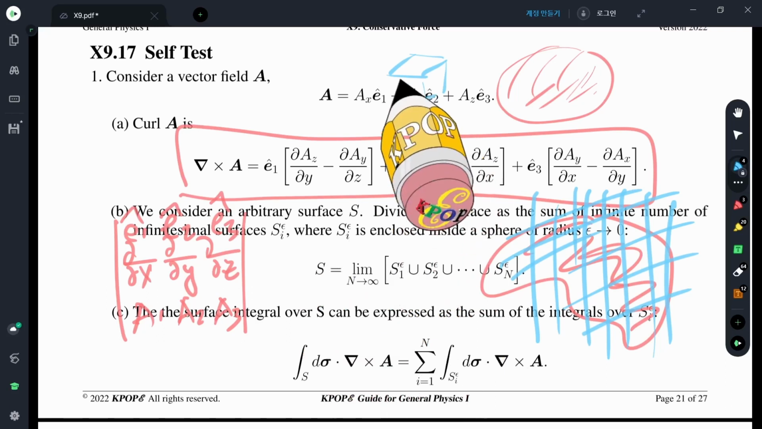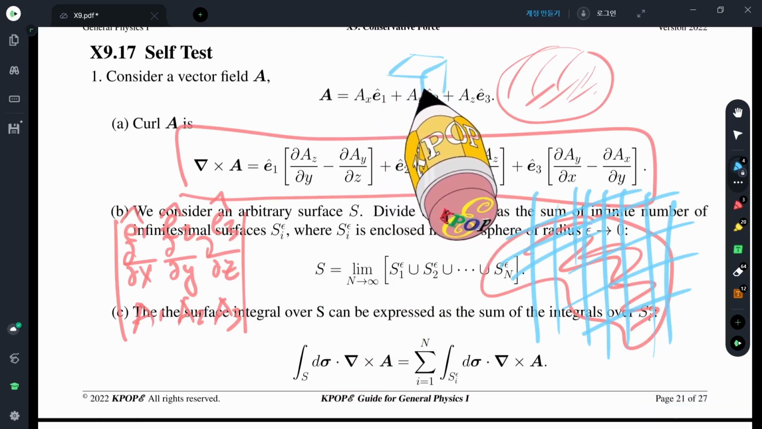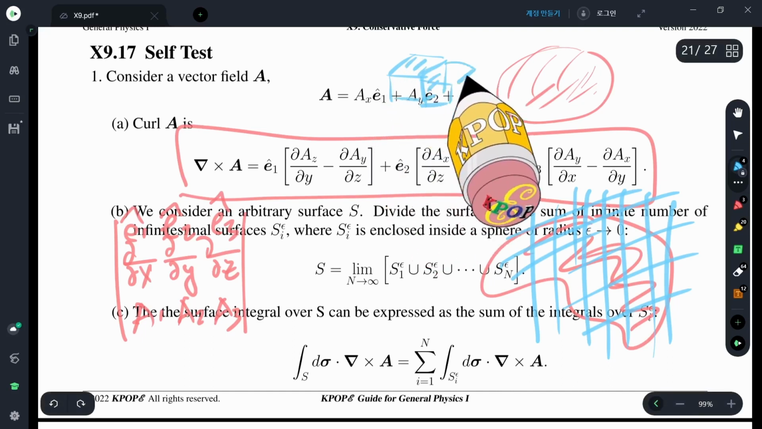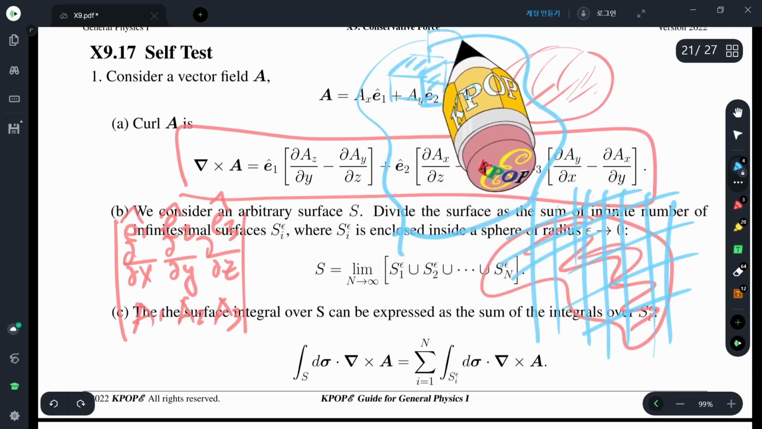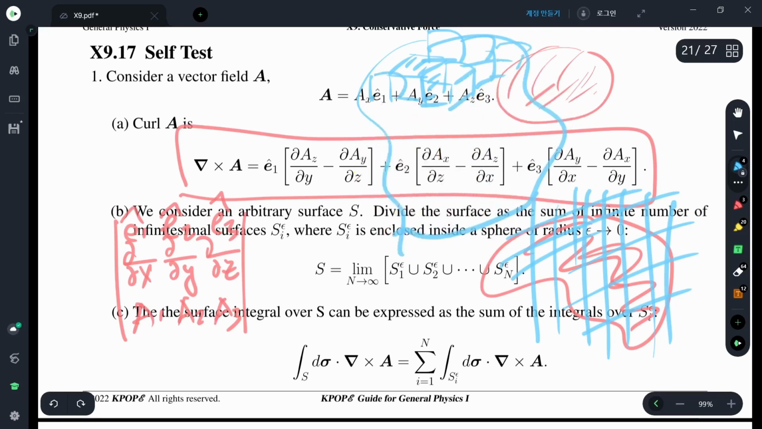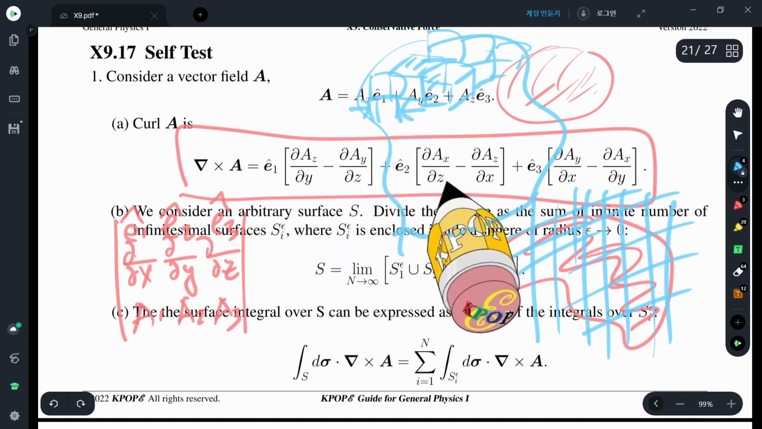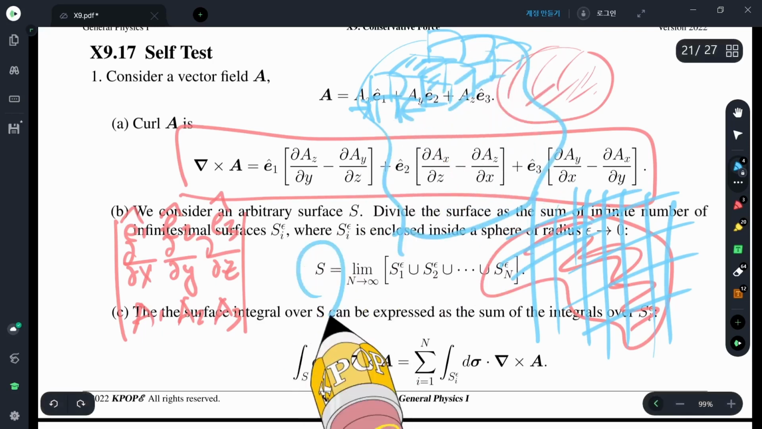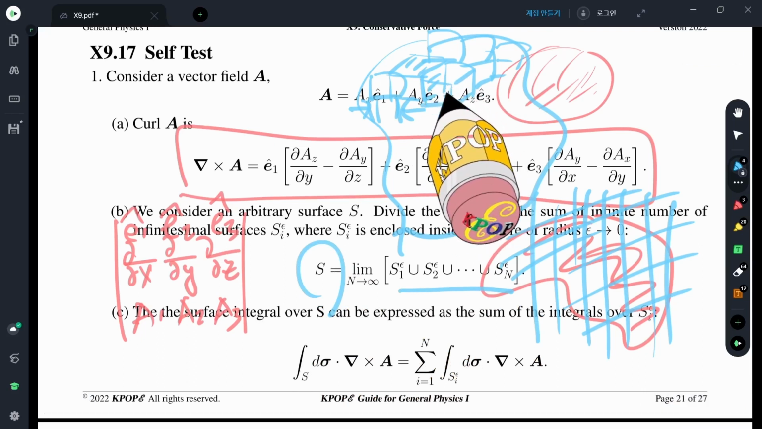This surface S can be approximated by the sum of the faces of cubes. Many faces of cubes distributed over the space: put many cubes with a very small size, and then we can approximate this total surface as the sum of the faces of the cubes.